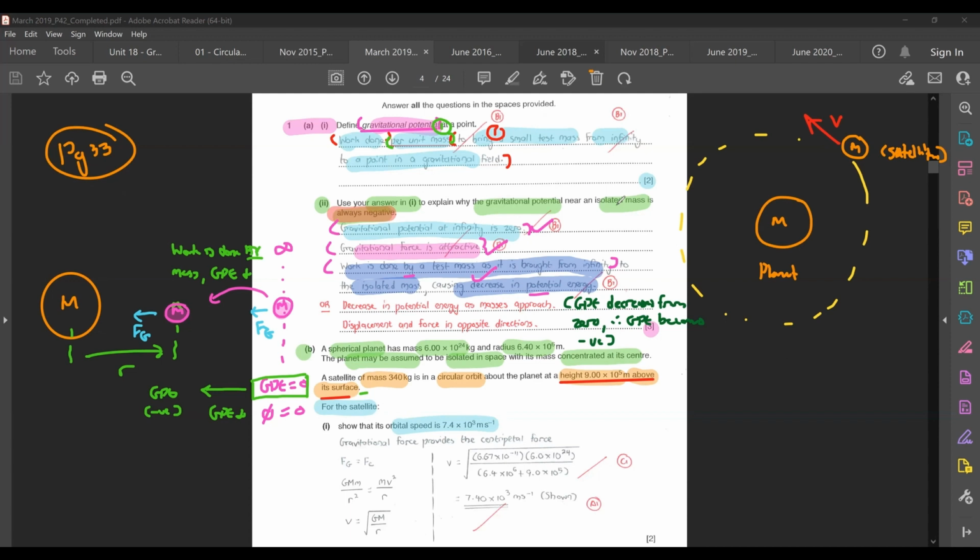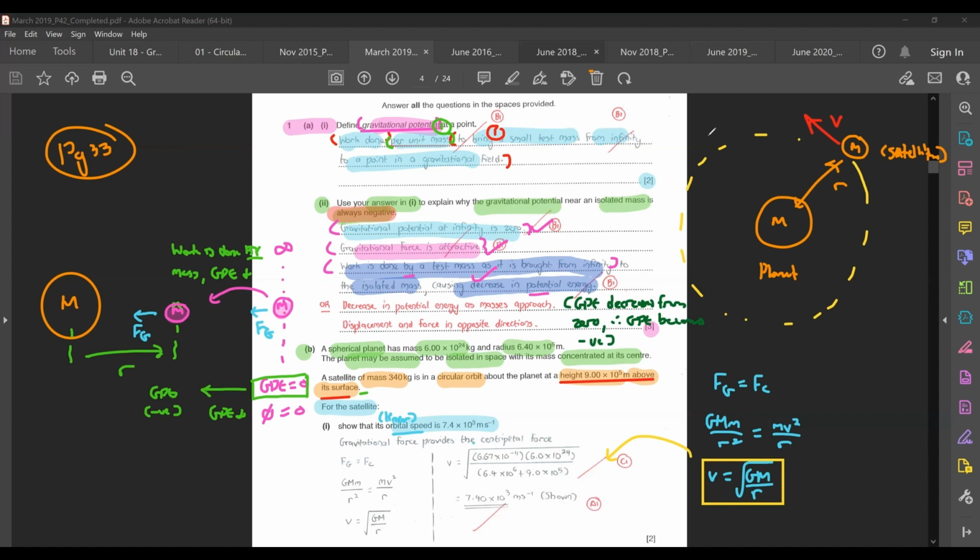That time I showed you the derivation where you always say Fg equals Fc, such that you get GMm over r squared equals mv squared over r. Then eventually v is square root of GM over r. This is your linear speed, isn't it? So now they want you to show that the linear speed or orbital speed is actually this value here. If you remember this equation straight, you can straight away apply it right over here.